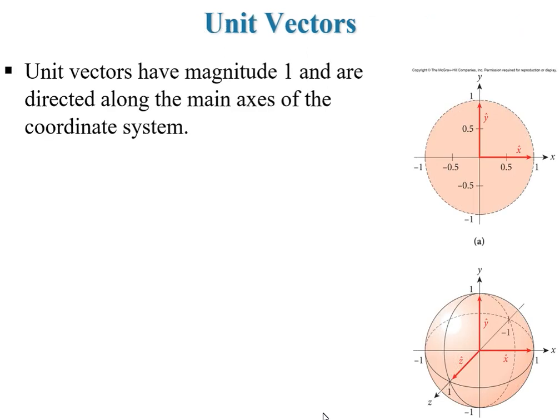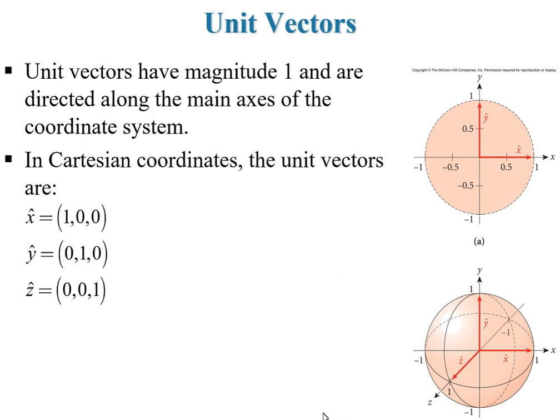Okay, so unit vectors have magnitude 1 and are directed along the main axis of the coordinate system. So when you say unit vector, along the x part, your x is 1; along y, your y is 1; and along z, your z is 1. 1, 1, 1 for your coordinate system.